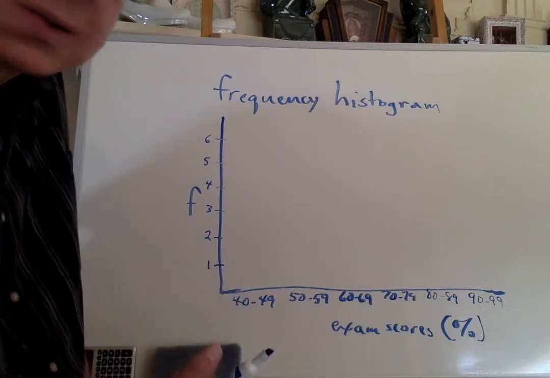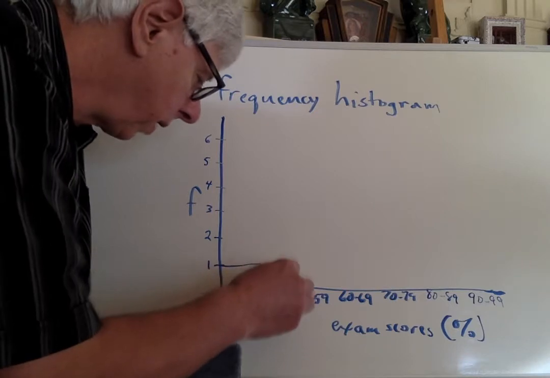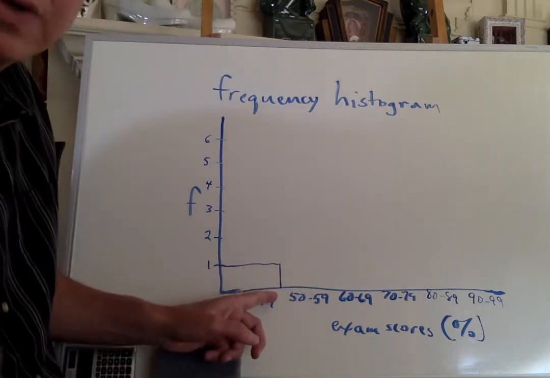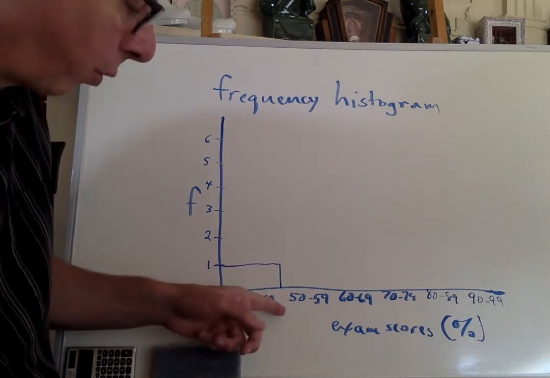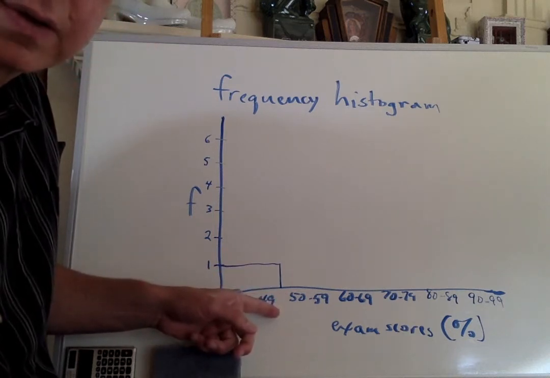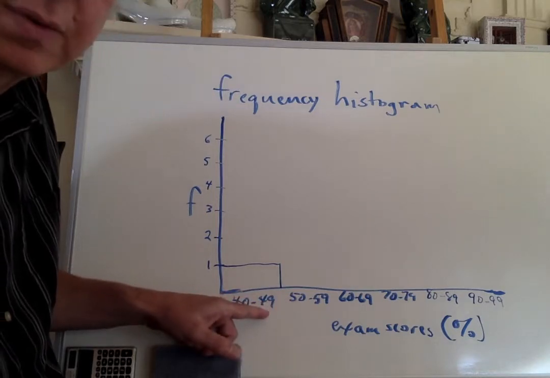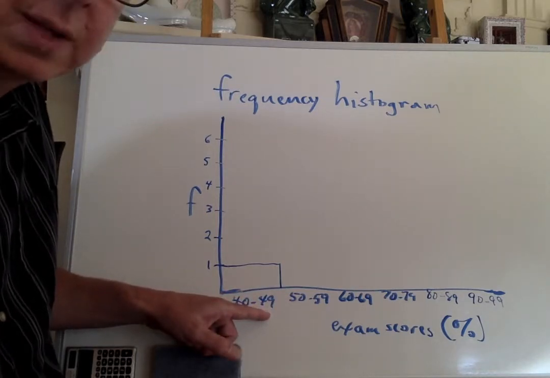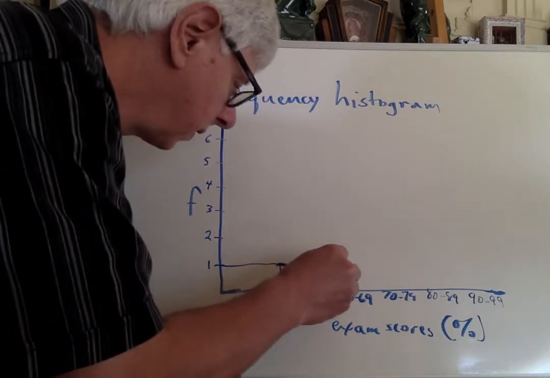putting in our boxes for this distribution. So one person scored in the 40s. Guess where that vertical line's coming down? At 49.5, okay? Which is a lower real limit for 50. It's an upper real limit for 49. Everybody with me? One person scored in the 50s, okay?